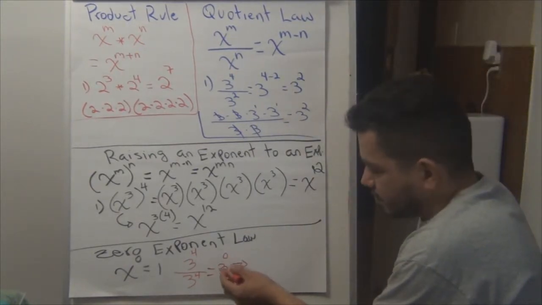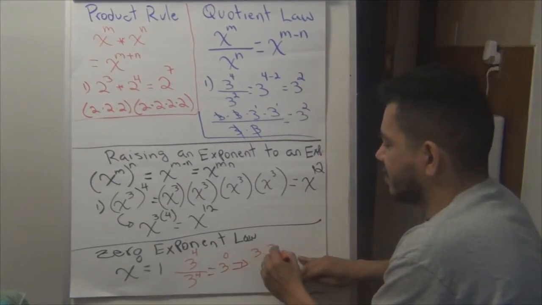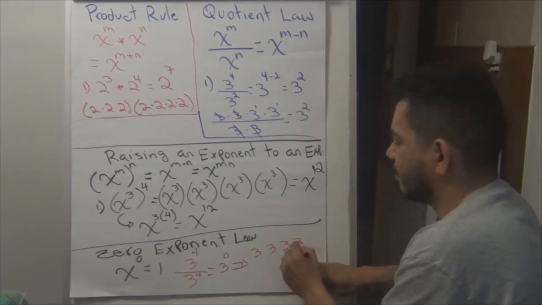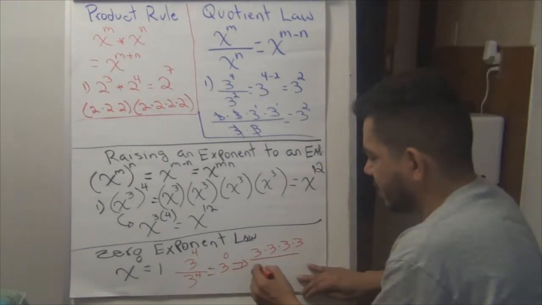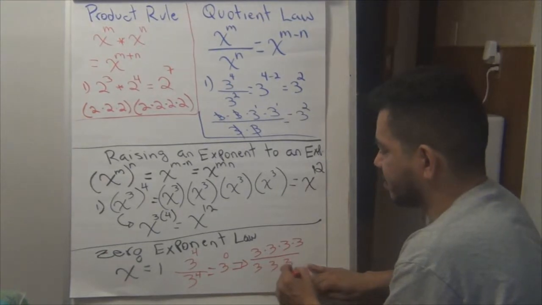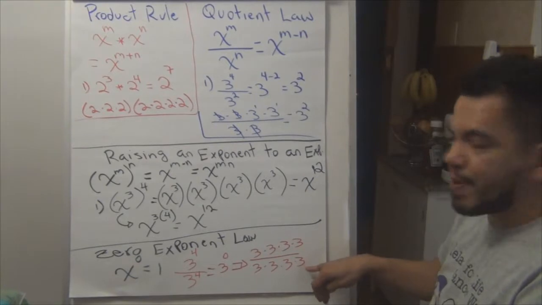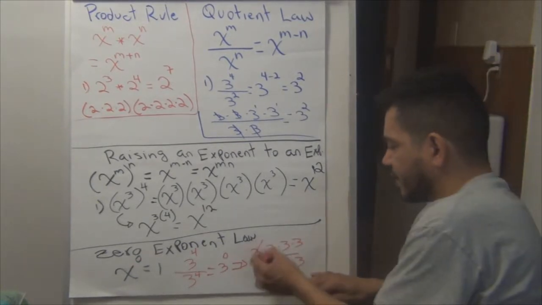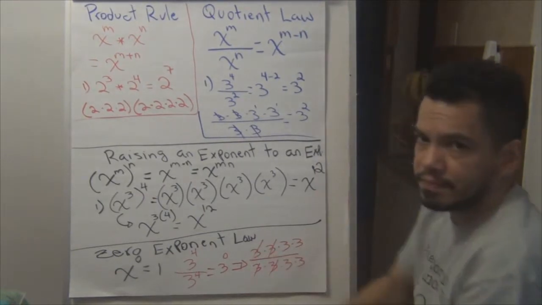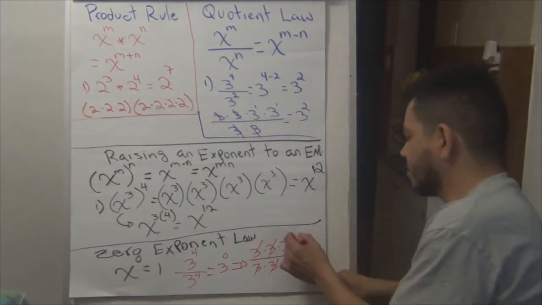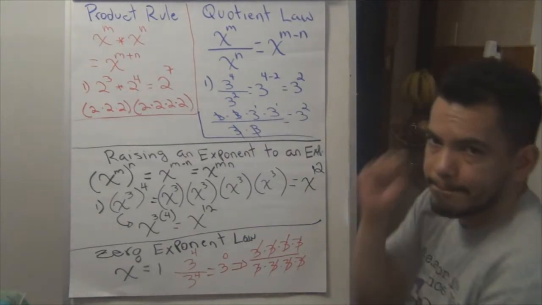3 to the 4th power is 3 times 3 times 3 times 3. Divided by 3 to the 4th power, which is 3 times 3 times 3 times 3. Okay, now I have expanded it. Now watch. 3 divided by 3 times 3 divided by 3 times 3 divided by 3 times 3 divided by 3.